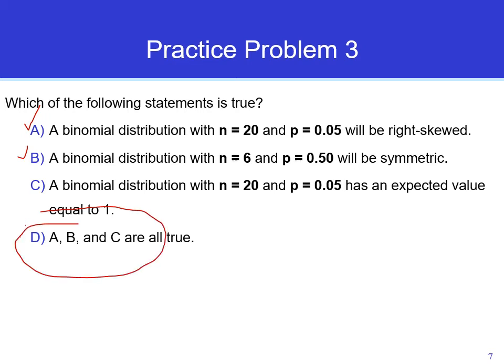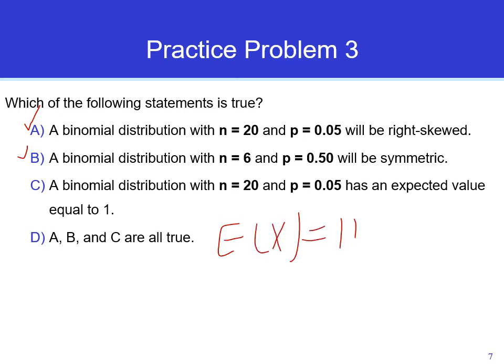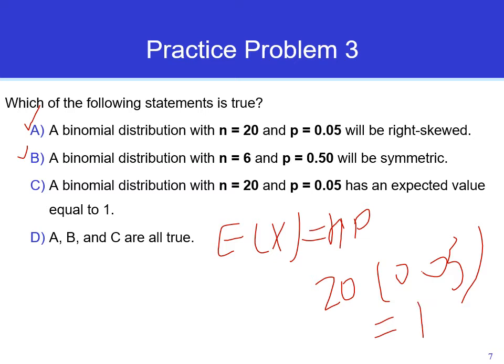All right, so let's see if C is truly correct. A binomial distribution with n equal to 20 and p equal to 5% has an expected value equal to 1. The expected value for a binomial distribution, if you remember, is n multiplied by p. So n here is 20 multiplied by 0.05, we get 1. So C is also correct. This makes D the correct solution for us.